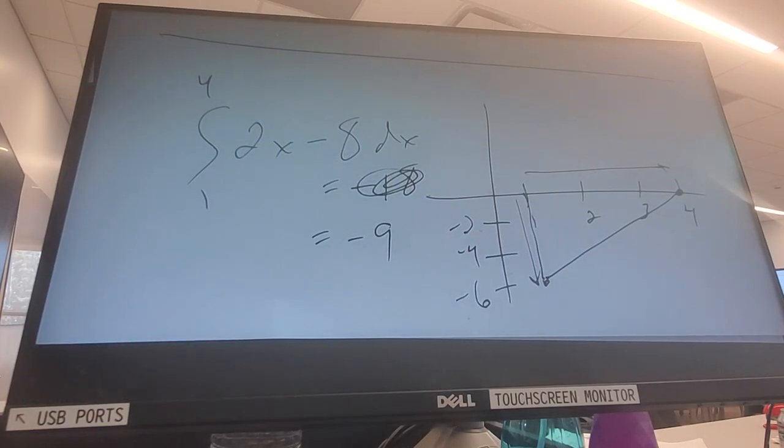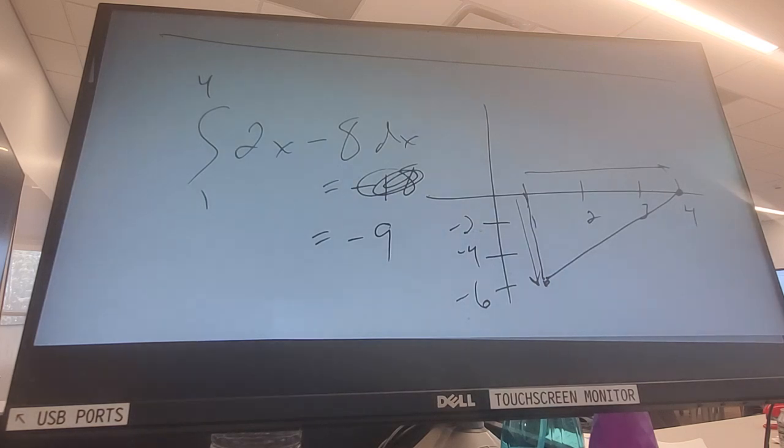So my point with that last problem was the answer to an integral can be negative. I think I've used that word before. This is what we call an integral. So an integral is just a sum of rectangles where we let the number of rectangles go to infinity.